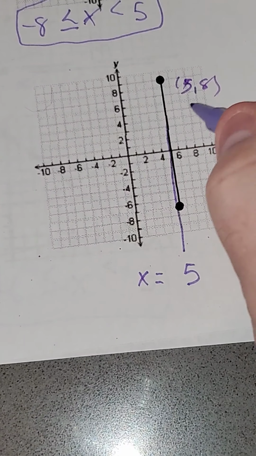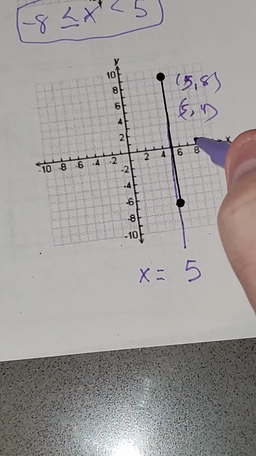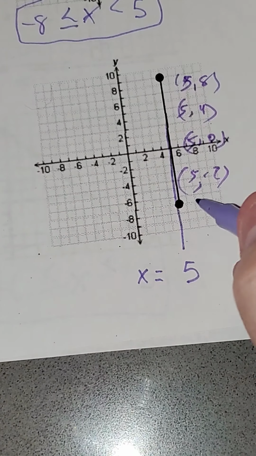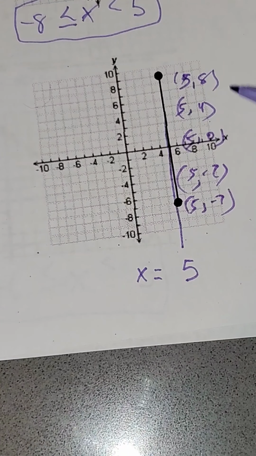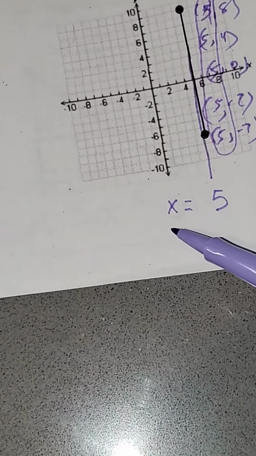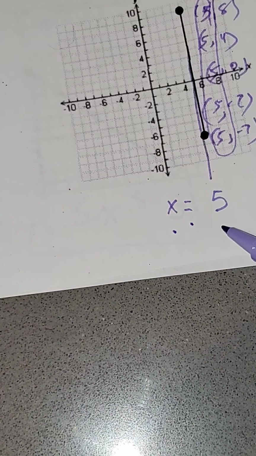You've got 5, 8. You've got 5, 4. You've got 5, 0, and 5, -2, and 5, -7. Okay? Notice all of the X's are 5. So X is always 5.